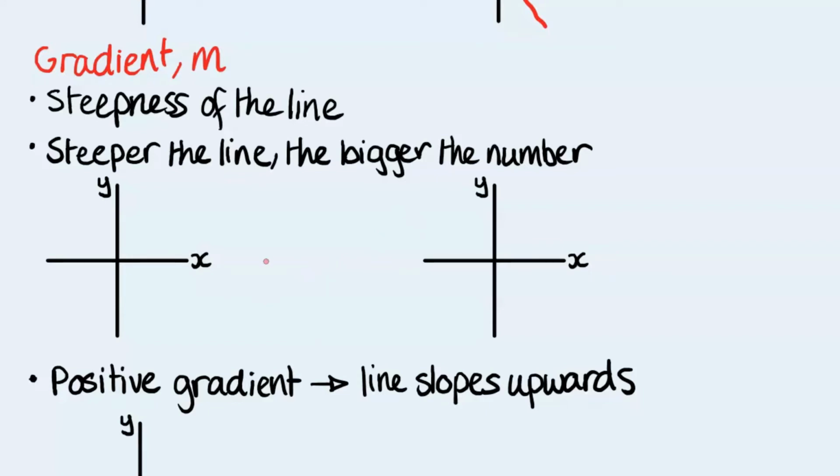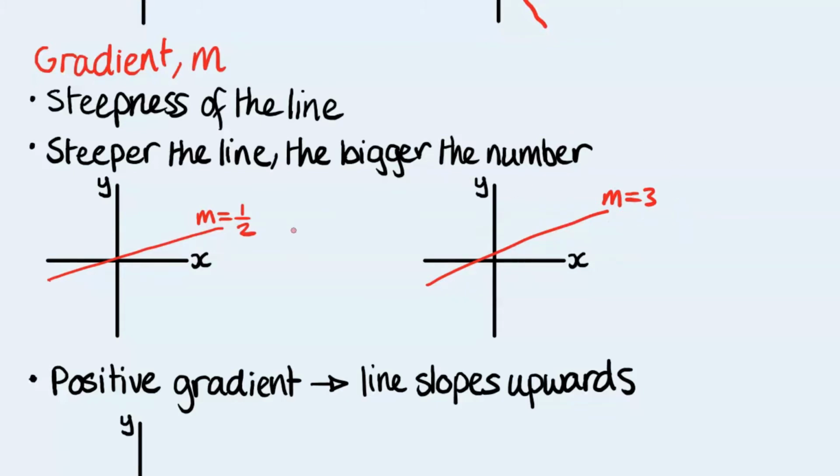So a steeper line would have a bigger number as the gradient, okay? So say if we had a line like this, okay, it's not that steep, okay? So we'll say that m is equal to half. Now if we had a line that was steeper, like this, we can say that m is equal to 3. So you'll notice a steeper line has a larger gradient, okay? So m equals half is less steep than m is equal to 3, okay?